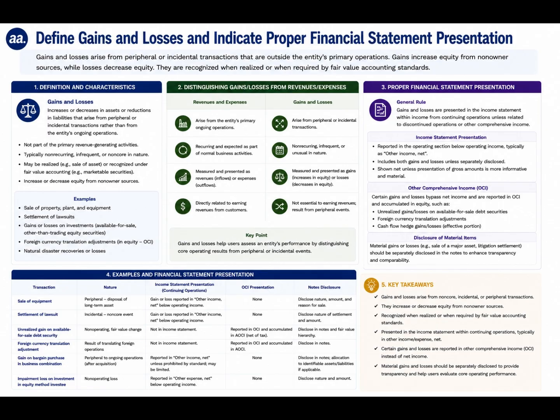Presentation depends on nature and materiality. Gains and losses are generally reported in the income statement within income from continuing operations unless related to discontinued operations or other comprehensive income. Material items may be separately disclosed to enhance transparency. Proper classification ensures users can distinguish recurring operating performance from non-recurring or peripheral events.